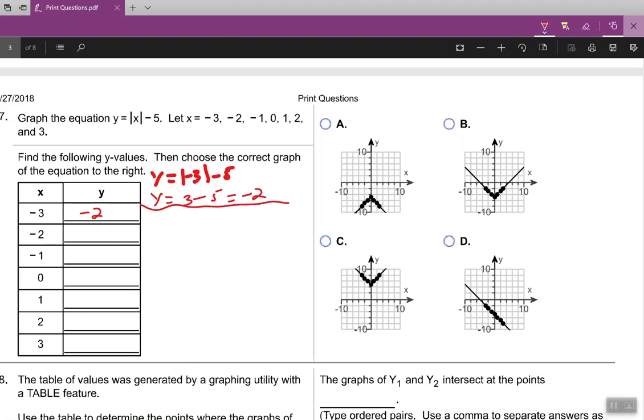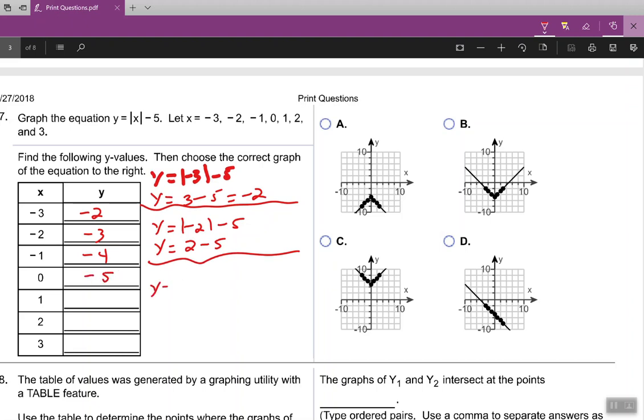And then go through, do the same thing for each one of the values. Again, the absolute value of -2 is 2, so that pulls it out of the bars, and 2 minus 5 is -3. Absolute value of -1 is 1, and 1 minus 5 is -4. The absolute value of 0 is 0, and 0 minus 5 is -5.